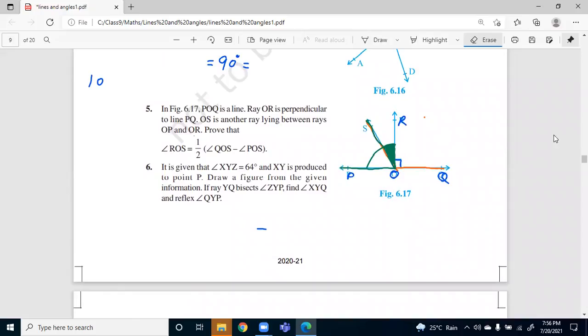Okay, so this is the last question, and here the diagram is not given. So we will be drawing the diagram first. It is given XYZ is 64. So we will be making XYZ. This is angle 64 degree. Okay, and if XY is produced to point P, so XYZ is 64 degree. This is given in the diagram.